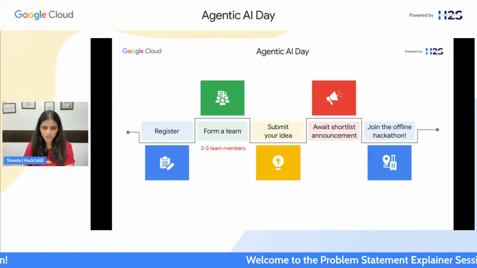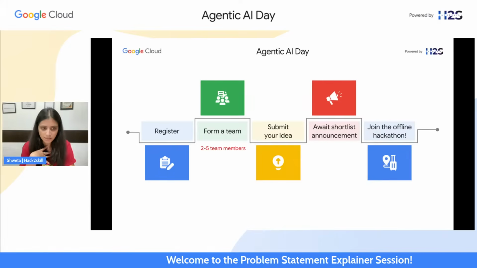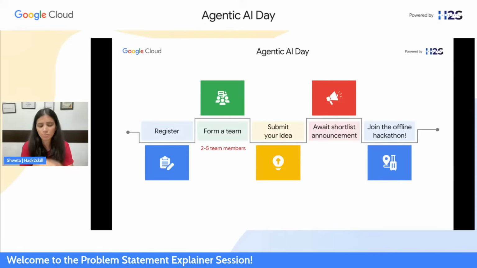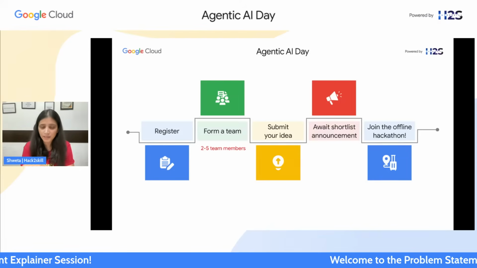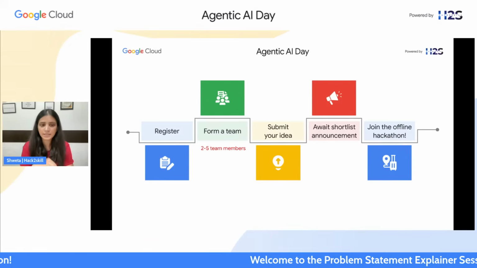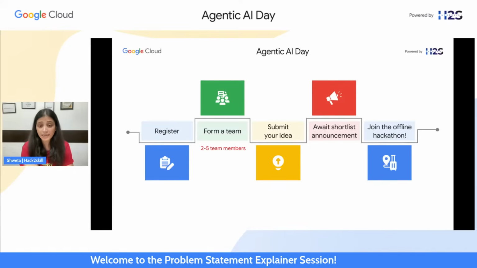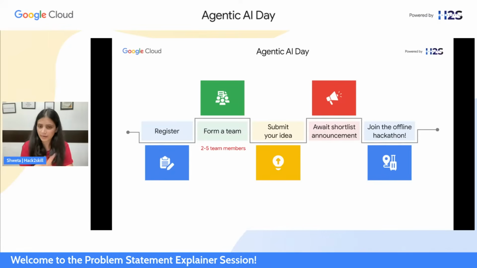Now, this is the entire journey. So let's say I have already registered. Like I mentioned, the very next mandatory step for me is to form a team of 2 to 5 members. Then after that, I have to submit my idea, what I am planning to build. Then there will be a certain round of evaluations. We'll select the top ideas, and at that time you just have to await the shortlist announcement.